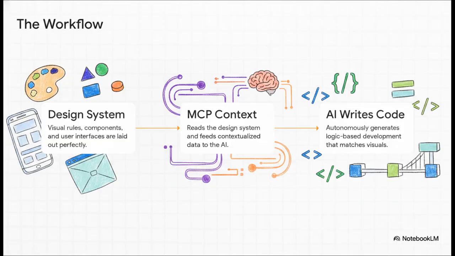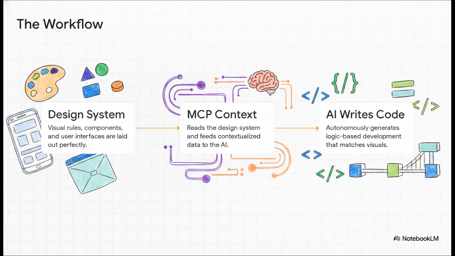Okay, so now that we have our autonomous builders and our standardized blueprints, let's put it all together into a highly practical step-by-step workflow. Imagine a real-world scenario. Let's say a product team is overhauling a critical checkout flow. Step 1. The design system is created and updated. The design team finalizes the new visual rules, the corner radii, and user interfaces in their design tool.